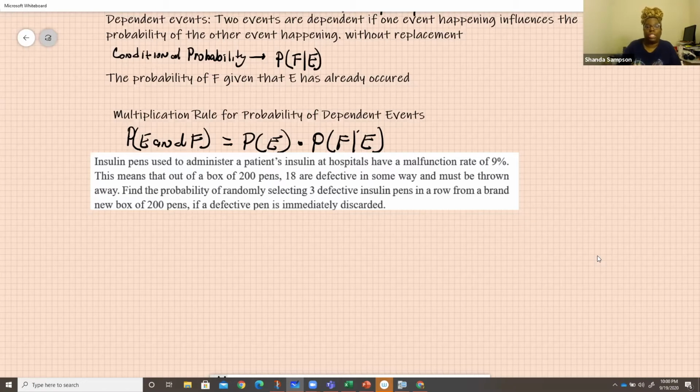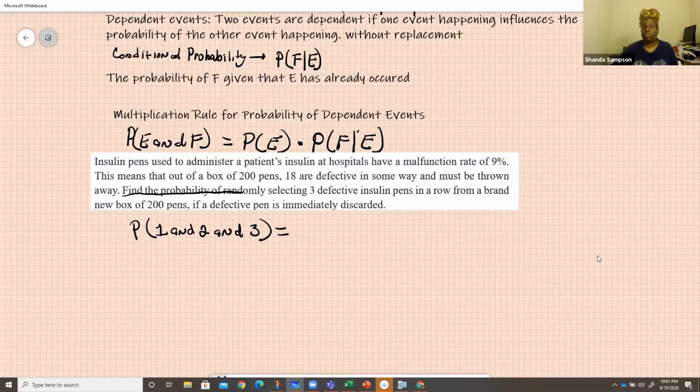Okay, what is all that? So you go to the end as usual and you figure out what you're looking for, starting with find the probability. Find the probability of randomly selecting 3 defective insulin pens. So you're going to select 1, and the second, and the third. And it's not an or, you're not selecting either or, you're selecting 1, then the second, then the third. But it's thrown away, obviously. So you don't even need this 9%. You have to pay attention. So what do we need?